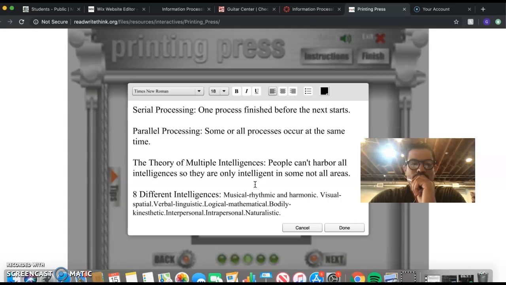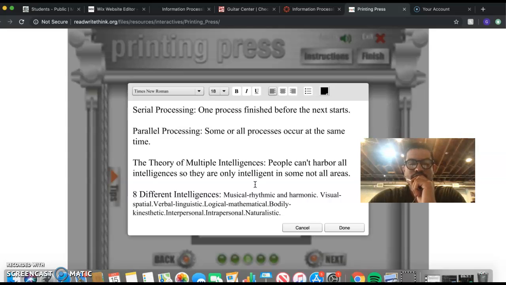Serial processing is one process finished before the next starts. It's basically the order of the process. One cannot begin until one is finished. Parallel processing is basically multiple processes being started all at once and can be perceived all together.